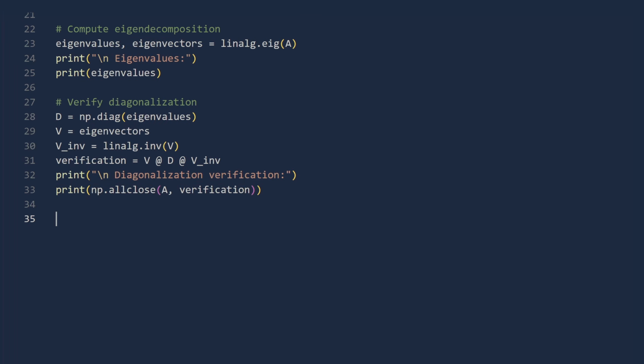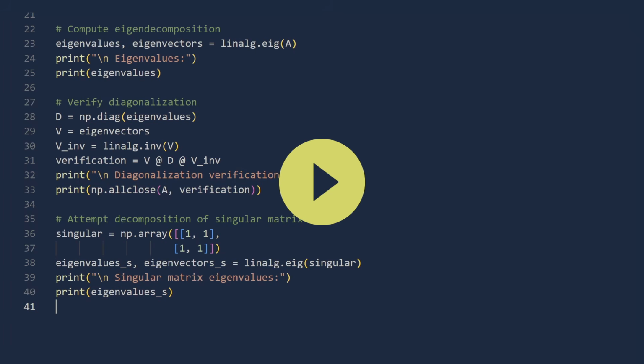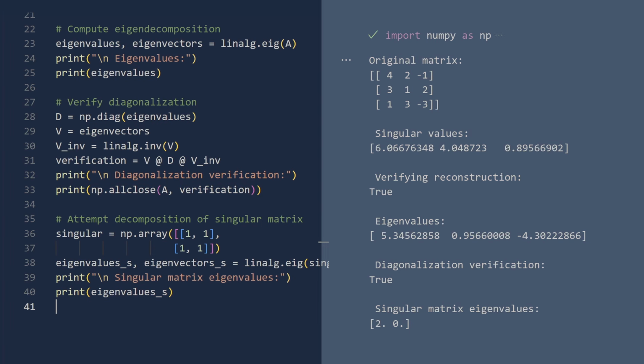Tragically, not every matrix permits clean decomposition. Some cases require special handling. Let us test this with a singular matrix. Run. Notice that one eigenvalue is 2, and the other is 0. The 0 eigenvalue confirms what we already knew. This matrix is singular. An example of how eigenvalues may be used to detect linear dependence in our data.